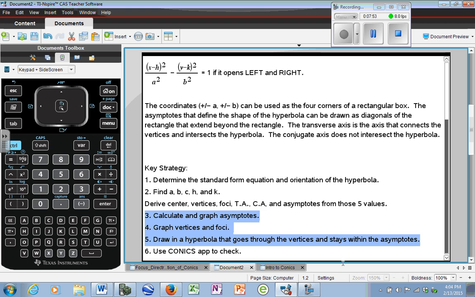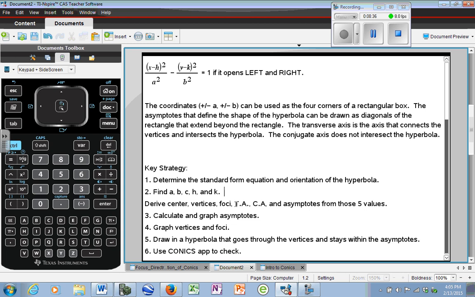Secondly, you're just going to want to find what A, B, C, H, and K are. Then you're going to use A, B, C, H, and K to derive the address for the center, the vertices, the foci, the transverse axis, the conjugate axis, and the asymptotes. Then I suggest you graph those asymptotes on your graph paper. Just get those lines in there because then you know where the hyperbola has to be. Put dots on your graph for the vertices and foci. There's two of them, so we call them foci. Then you just sketch in the hyperbola that goes through the vertices and stays within the asymptotes.